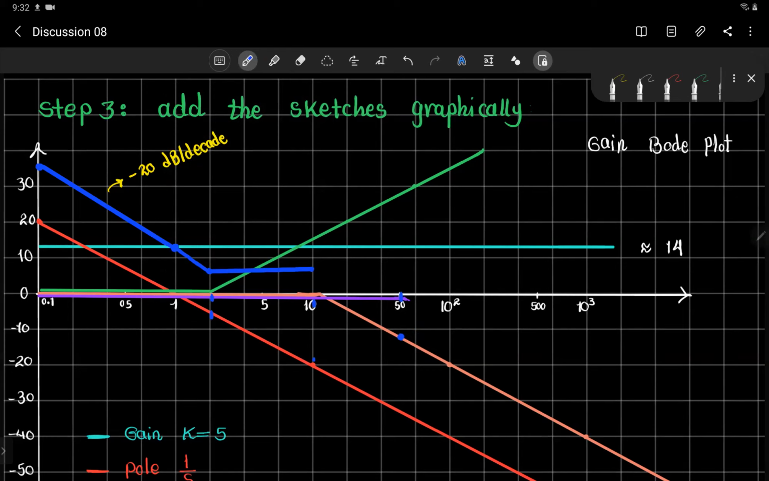No, something's wrong. Oh yeah, not this. Somewhere here. Yeah. So this is the line segment.